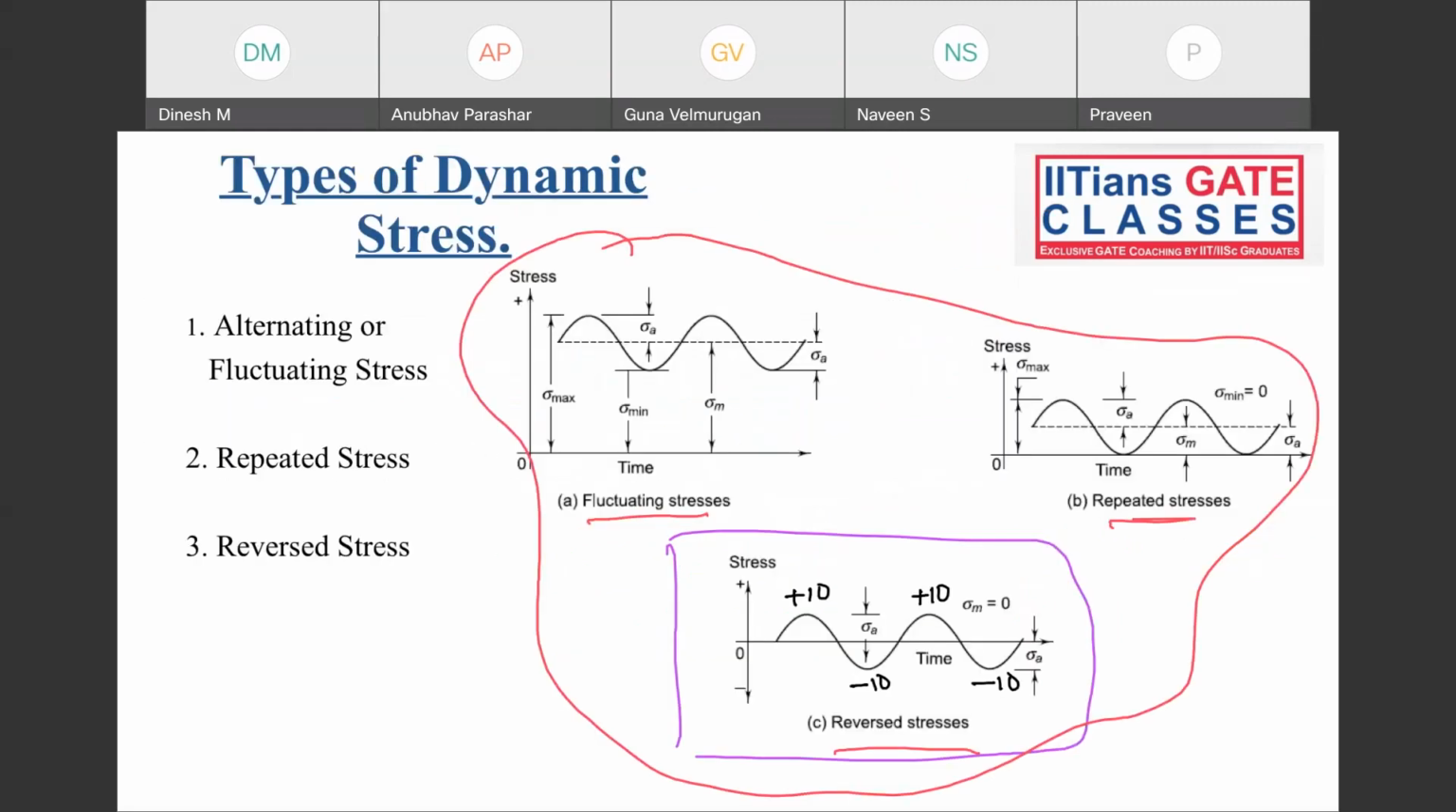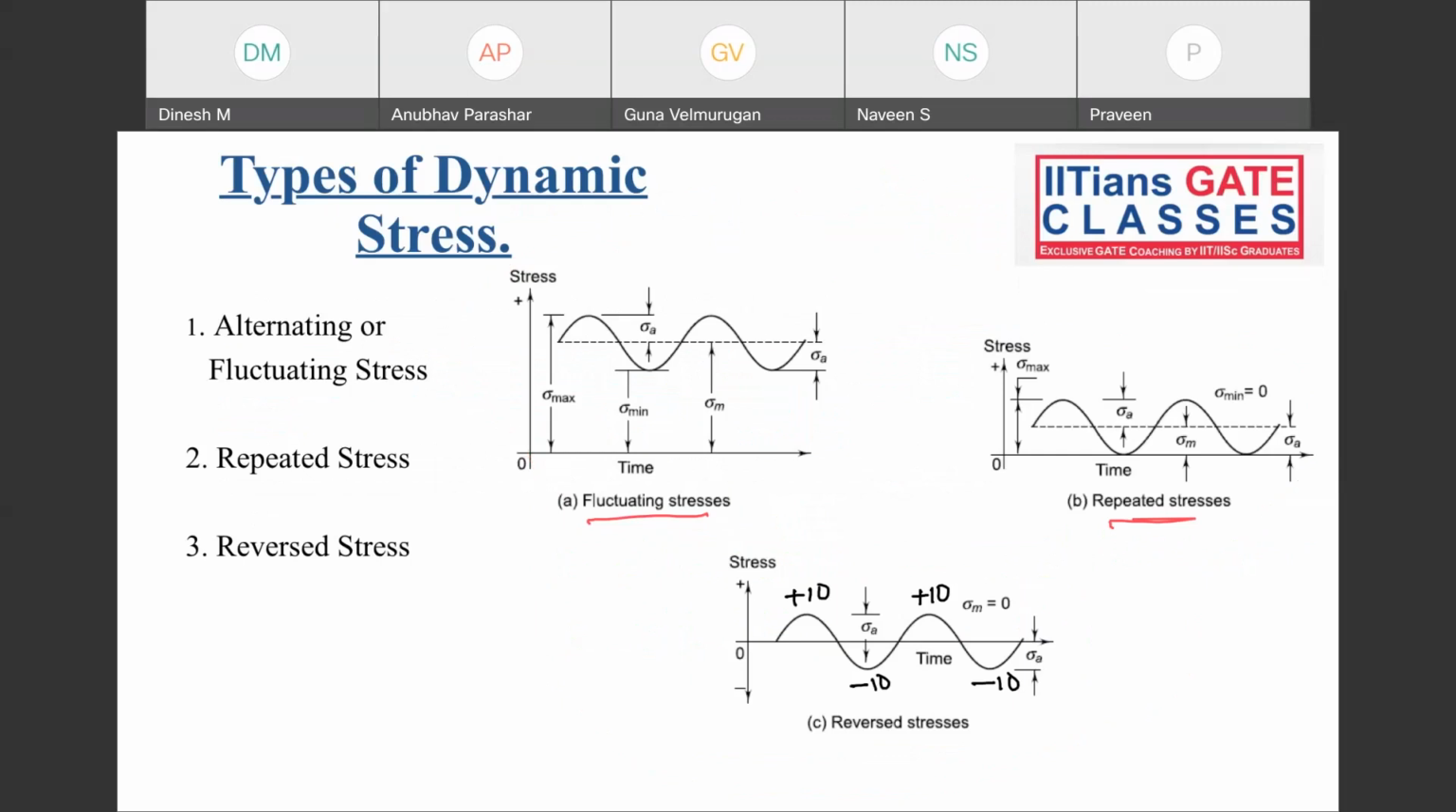Let us go back and see. I hope you remember what amplitude is. What is the amplitude here? This is the amplitude. How do we represent the amplitude? We represent it using SA or sigma A. So this definition can definitely be asked.